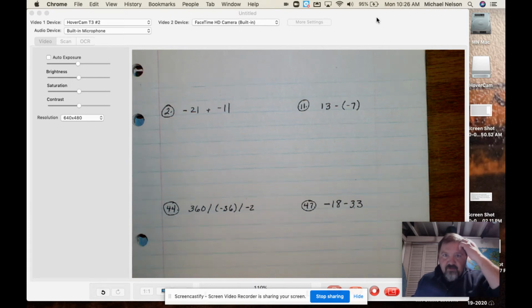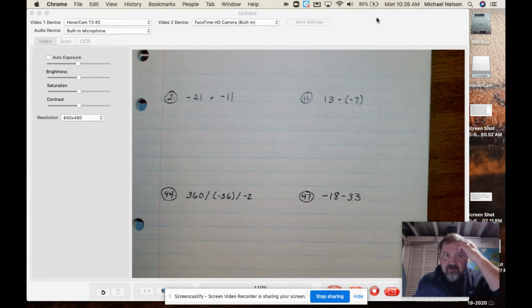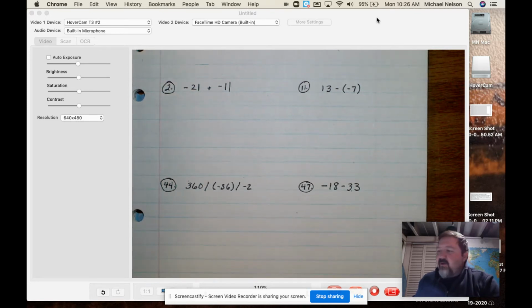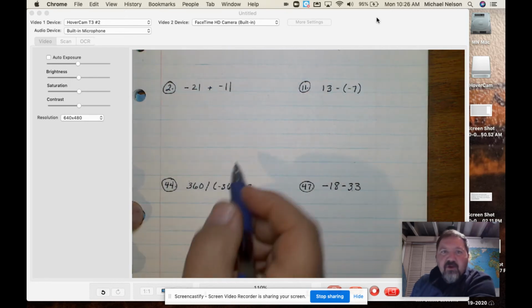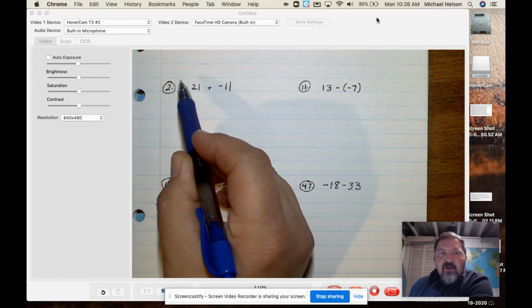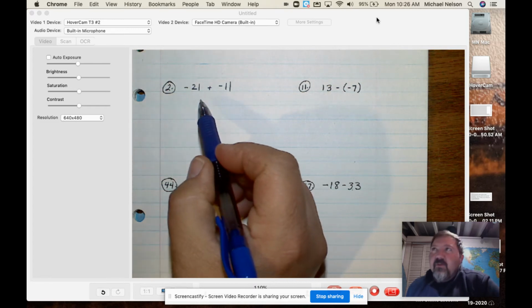These were 4 that were sent to me as some ones that the kids were having trouble with. So we're going to start with a couple of the easier ones, and then we'll work down through the harder ones. Number 2 is like -21. So remember, there's different ways to look at negatives.